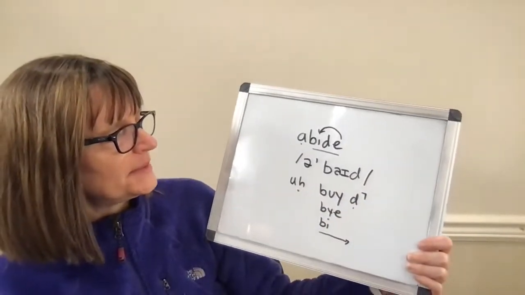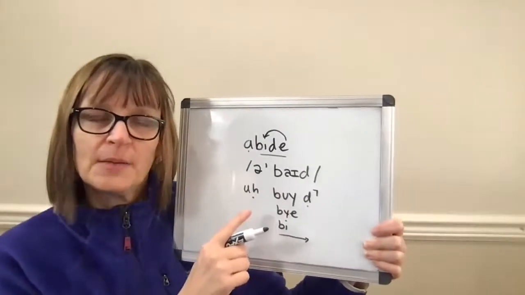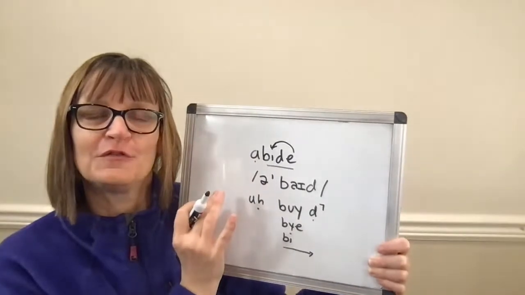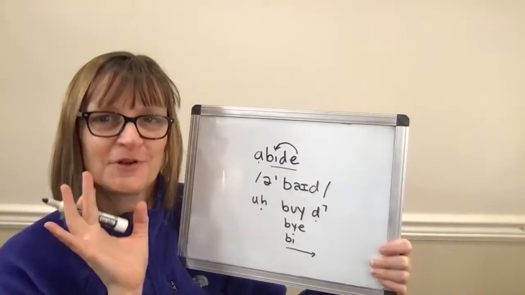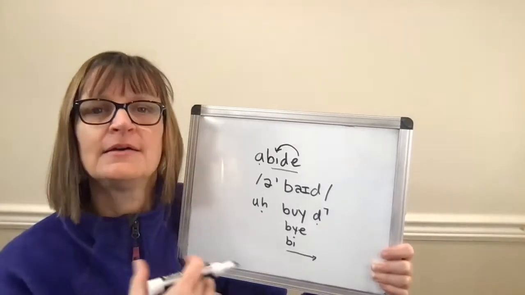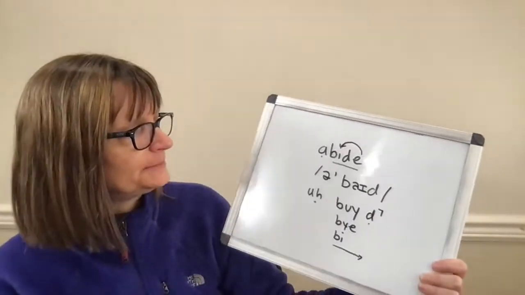One other comment about abide. Word like abide, when you have second syllable stress, say it without the first syllable first. That's going to help you get the rhythm correct, the vowel sounds correct. So for that, I would say bide, abide, abide.